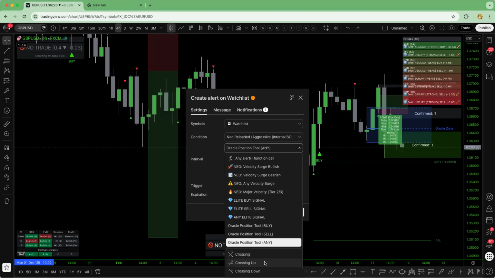So if it's a buy, you're going to set a buy arrow alert. It's going to be a buy BOS alert. It's going to be a sell BOS alert. So you're going to set a buy one.